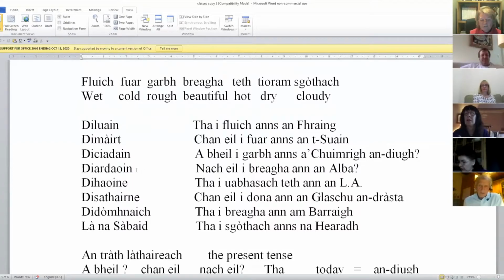Jordan, Thursday. Nachel Ibria an in Nalabu. Is it not beautiful in Scotland? Jehunya, Friday. Ha I uavasoch che an in LA. It's awfully hot in LA.